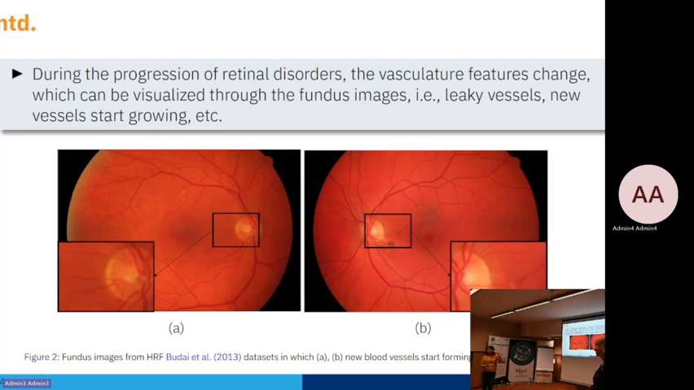There are different imaging modalities. This is the first modality. The fundus is the basic one, which is non-invasive, so we can directly capture the image. Otherwise, if you go for fundus angiography, it is an invasive technique, where we have to inject something and then we can generate the image.